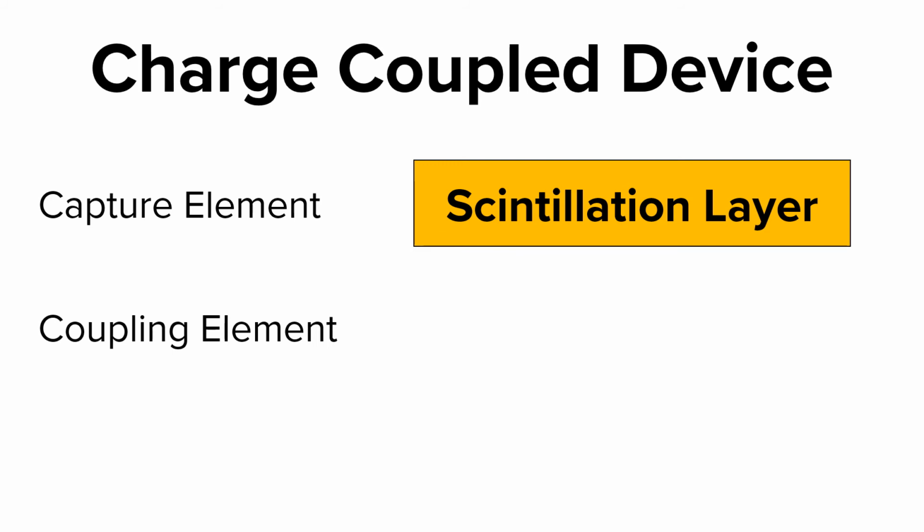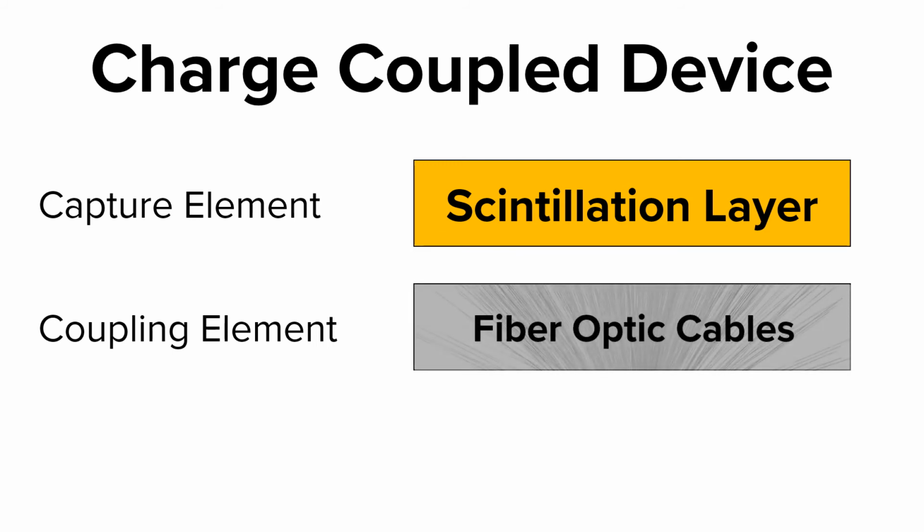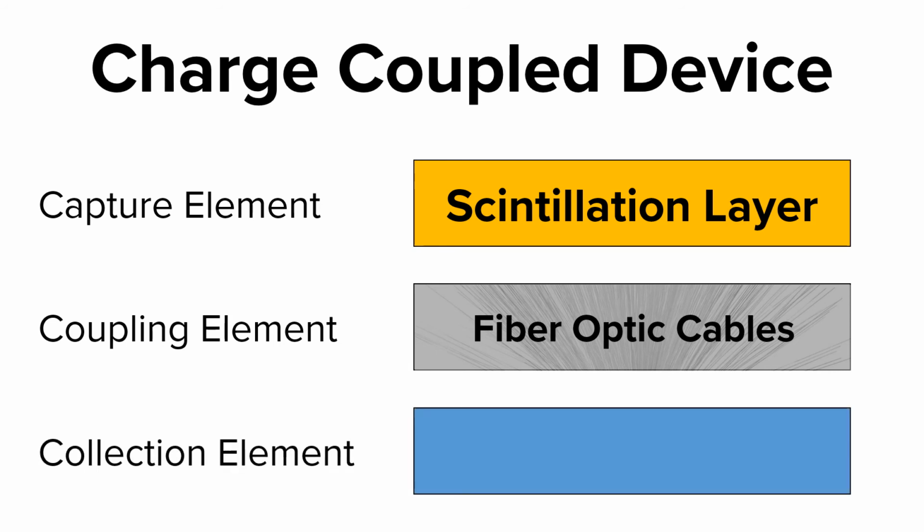The coupling element is a series of fiber optic cables which connect the scintillating layer to the collection element. The collection element takes the light from the scintillation layer that traveled through the fiber optic cables to a device called a charge-coupled device. This device simultaneously converts the light into an electrical signal that is then processed by a computer into a diagnostic image.